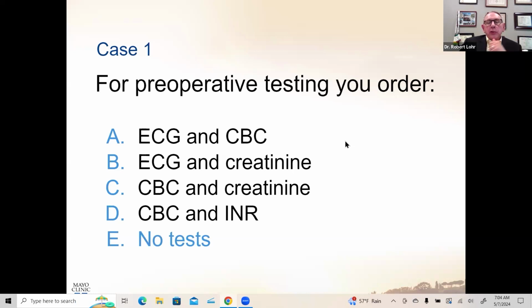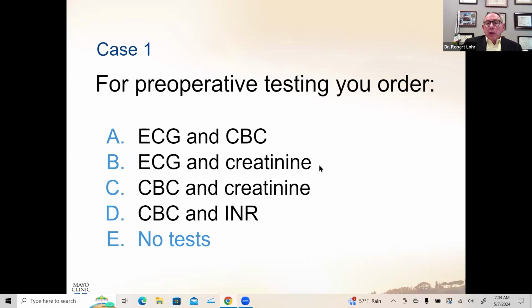I hope you said nothing because that's what he needs. He does not need an ECG. He has no underlying heart disease and has a good functional capacity. We don't have any history of any bleeding problems.